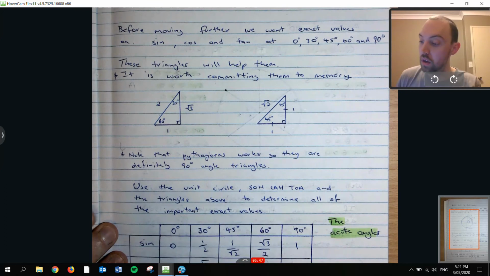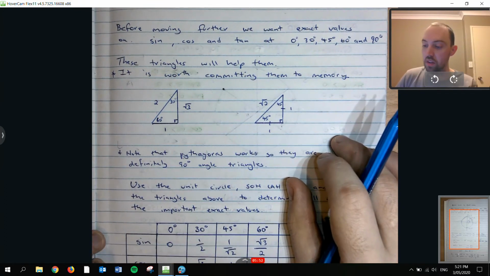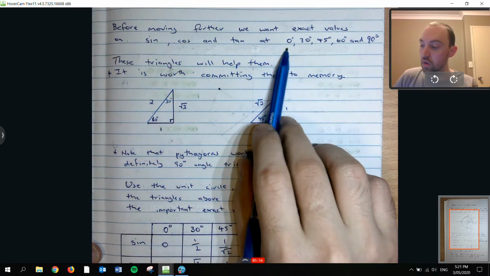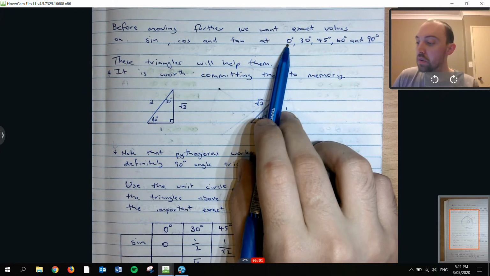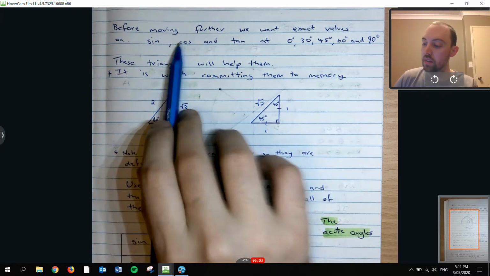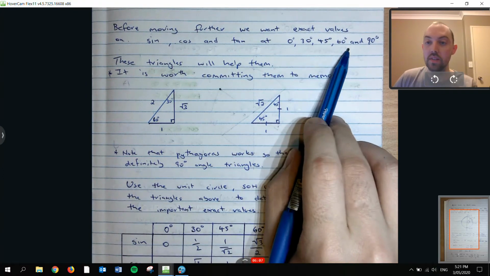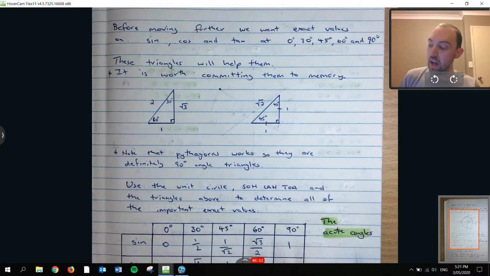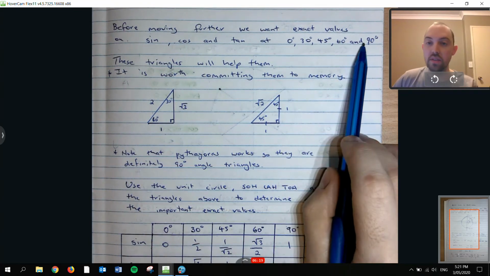Now, before we go any further for our exact values and other angles such as 120, we really want to get a good idea of what these specific values are. These are angles that we're going to focus on. For sine, cos, and tan, we're going to focus on angles 0, 30, 45, 60, and 90. Okay? Any angle that's going to be in this topic is going to be some sort of relationship with these.